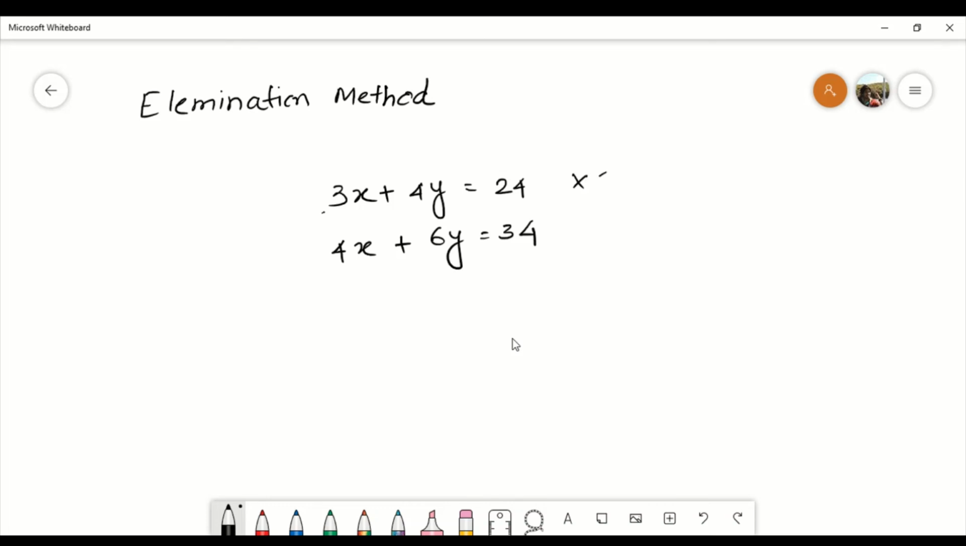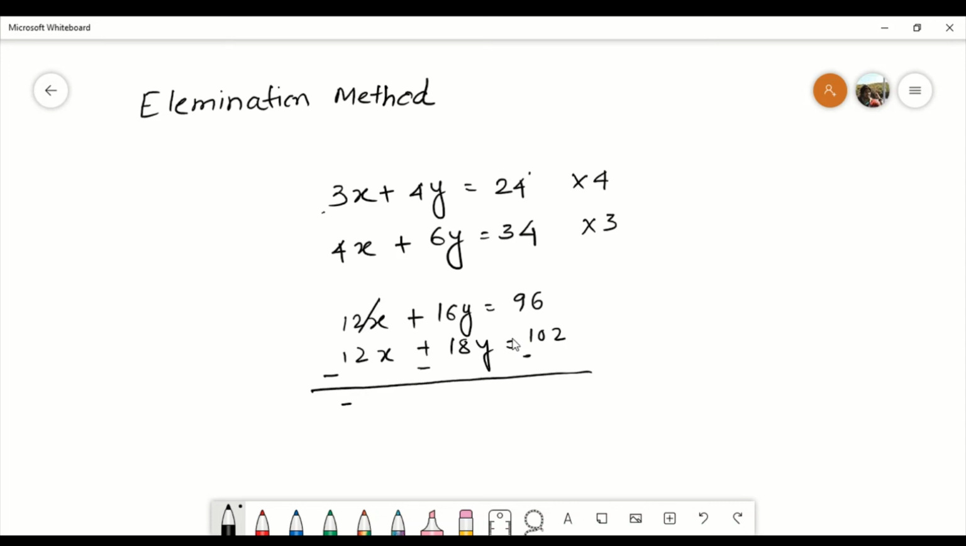So what we can do, we can multiply the entire first equation by 4, and we can multiply the entire second equation by 3, right? So this will get us 12x plus 16y equal to 96, and 12x plus 18y equal to 102, right? Now I'll subtract this equation from this equation. So the 12x will be cancelled out, right? So I'll get minus 2y equal to minus 6, and the minus minus will be cancelled out, and that will give y as 6 by 2, which is 3, right?